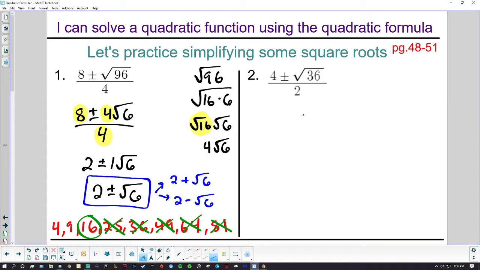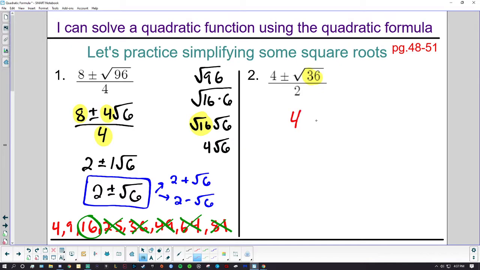Number 2, make sure you have it copied down on your paper. Let's simplify 4 plus or minus the square root of 36 over 2. So we have to simplify the square root of 36, and look at that. Oh, that's so nice, because 36 is already a perfect square. So we don't have to make a list. We don't have to try to divide out any numbers. We know the square root of 36 is 6.